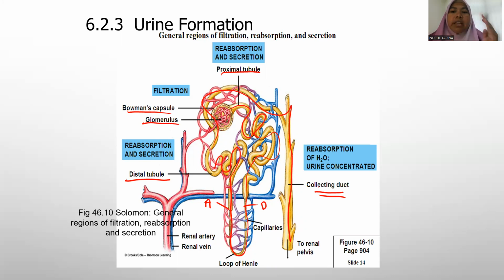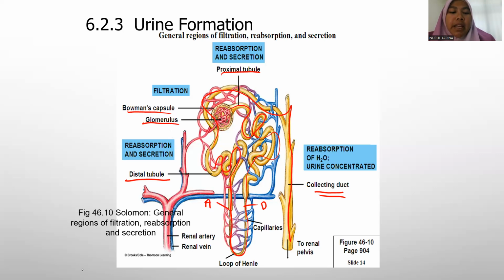Surrounding these renal tubules, you have blood vessels: the glomerular capillaries, the vasa recta, and also the peritubular capillary. Remember, the peritubular capillary is the one surrounding the distal and proximal tubules, and the vasa recta are the blood capillaries surrounding the loop of Henle.